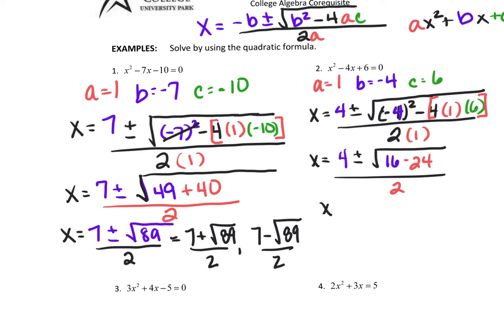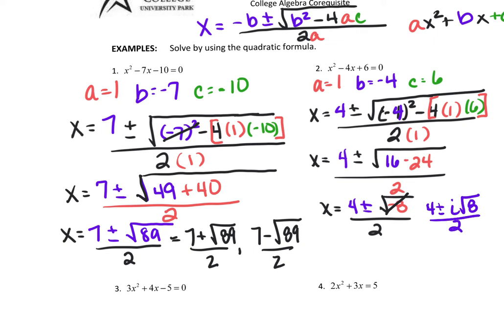Cleaning that up, I get x equals 4 plus or minus 16 minus 24, which is the square root of a negative 8, and we have to divide that by 2. Now, anytime you have a square root of a negative number, you have to pull out the i. And so when we pull the i out here, we're going to get 4 plus or minus i square root of 8 divided by 2.